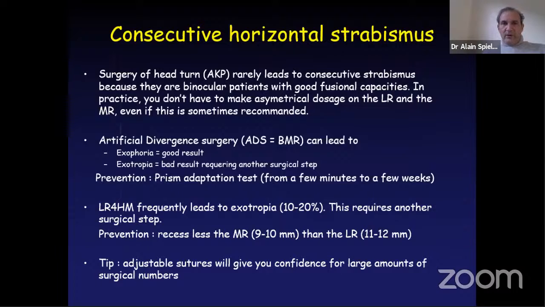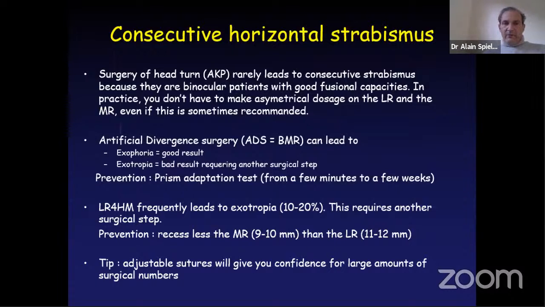In nystagmus surgery, you can also get consecutive horizontal strabismus, sometimes with diplopia. Surgery of head turn with Anderson Kestenbaum procedure rarely leads to consecutive strabismus because these patients are binocular and they have good fusional capacities. And in practice, I think you don't have to make asymmetrical dosage on the lateral rectus and on the medial rectus, even if this is sometimes recommended. You can do whatever you want. Consecutive strabismus is fairly rare after Kestenbaum, Anderson Kestenbaum procedure.